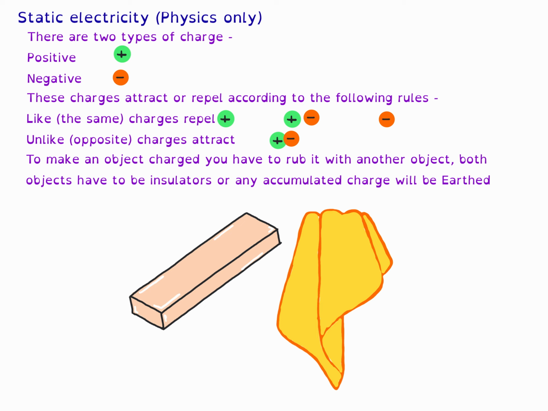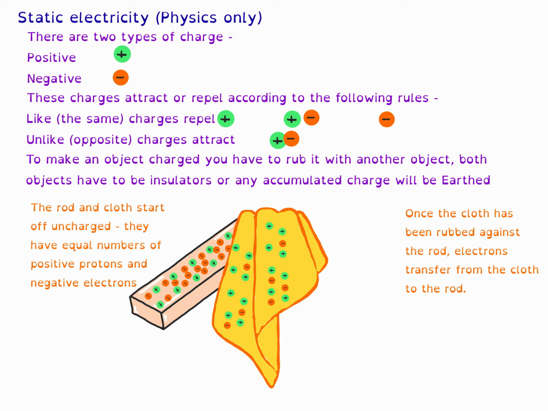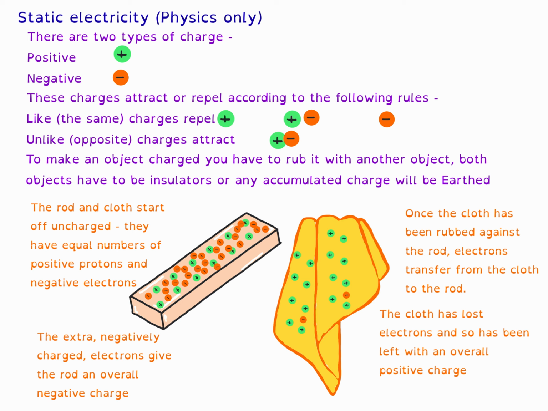Both objects have to be insulators, or any accumulated charge will be earthed. The rod and cloth start off uncharged. They have equal numbers of positive protons and negative electrons. Once the cloth has been rubbed against the rod, electrons transfer from the cloth onto the rod. The extra negatively charged electrons give the rod an overall negative charge. The cloth has lost electrons and so has been left with an overall positive charge.